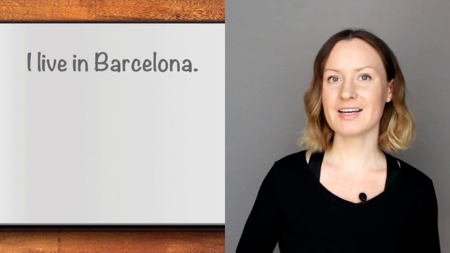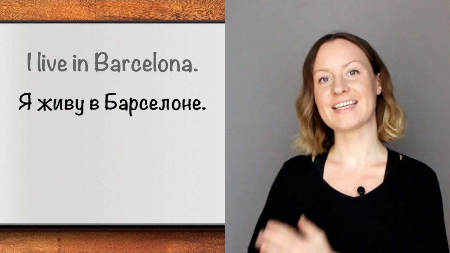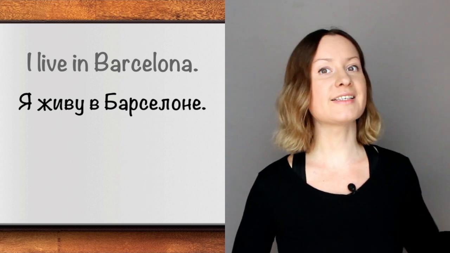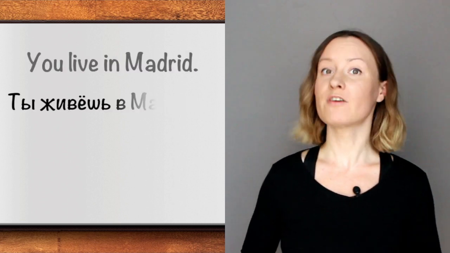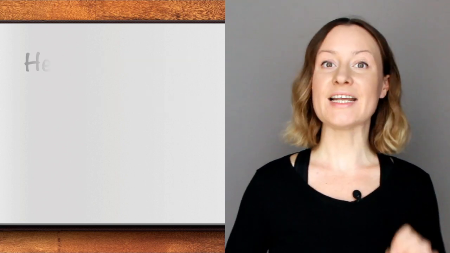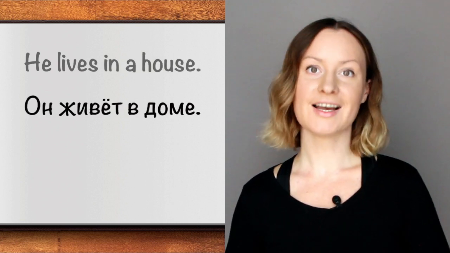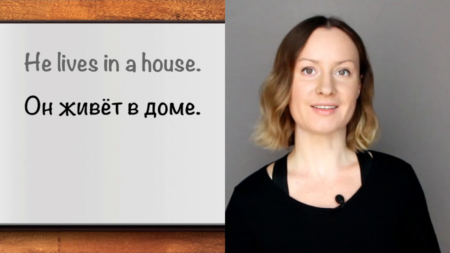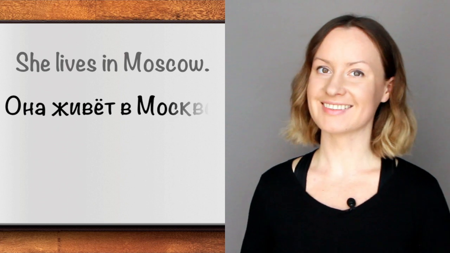So for example, to say I live in Barcelona, it would be Я живу в Барселоне. You live in Madrid, you would say Ты живешь в Мадриде. He lives in a house. Он живет в доме. She lives in Moscow. Она живет в Москве.